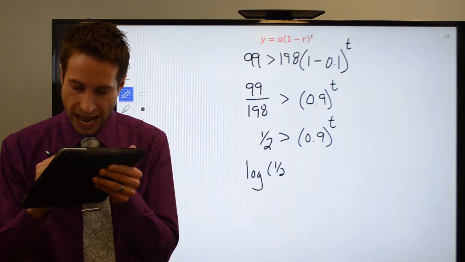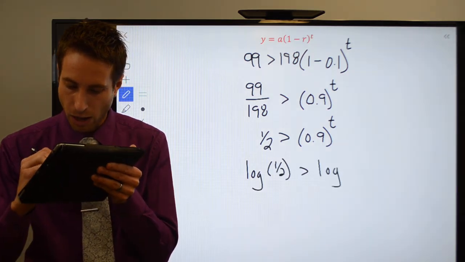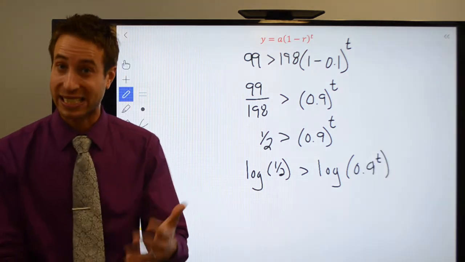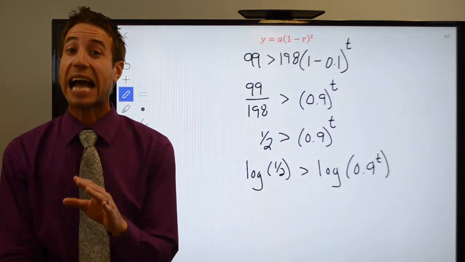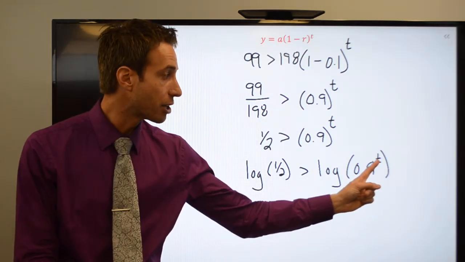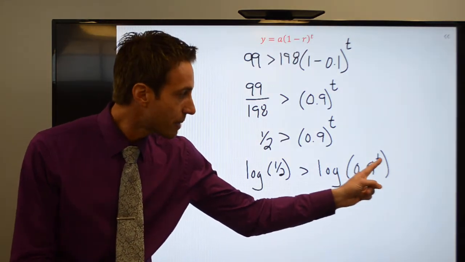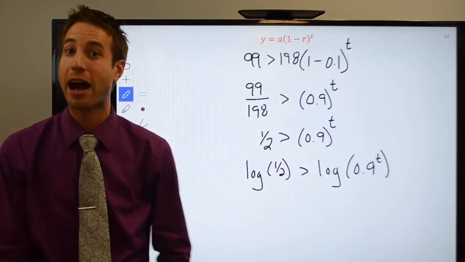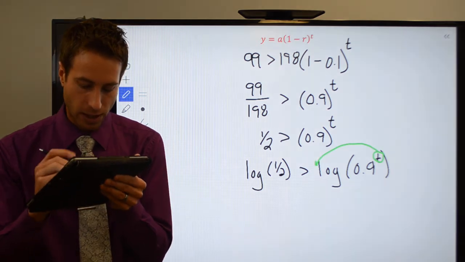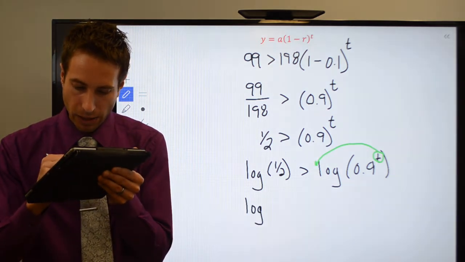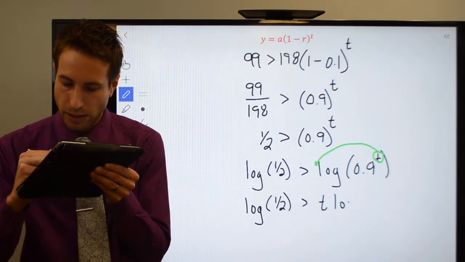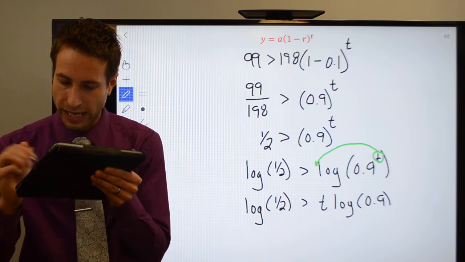Common log of 1/2 greater than the common log of 0.9 to the t power. Now, why do I take the common log? Well, thanks to the exponential properties of logarithms, I now have an argument raised to a power, which means that power can be brought down out front and multiplied as a coefficient. Awesome. So I have the common log of 1/2 is greater than t times the common log of 0.9.